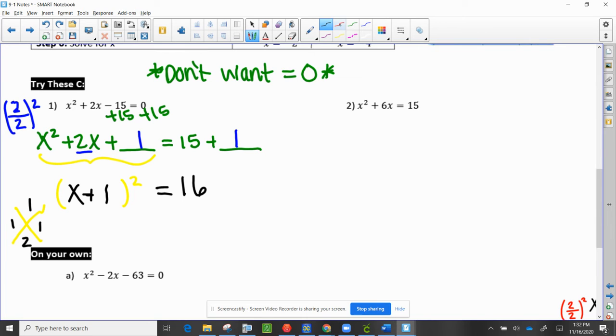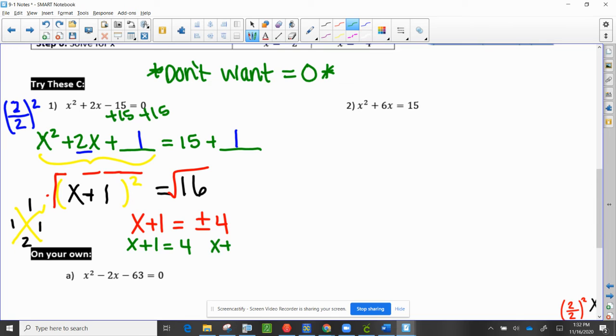Now to undo that square, we do what we did in last night's video, and we square root both sides. So I'm going to get x plus 1 is equal to, remember, we can't forget that it's plus or minus 4. So we're going to get our two solutions here. We're going to have x plus 1 equal to positive 4, and we're also going to have x plus 1 equal to negative 4. When I solve this, I just subtract 1 from each side. So 4 minus 1 is 3.